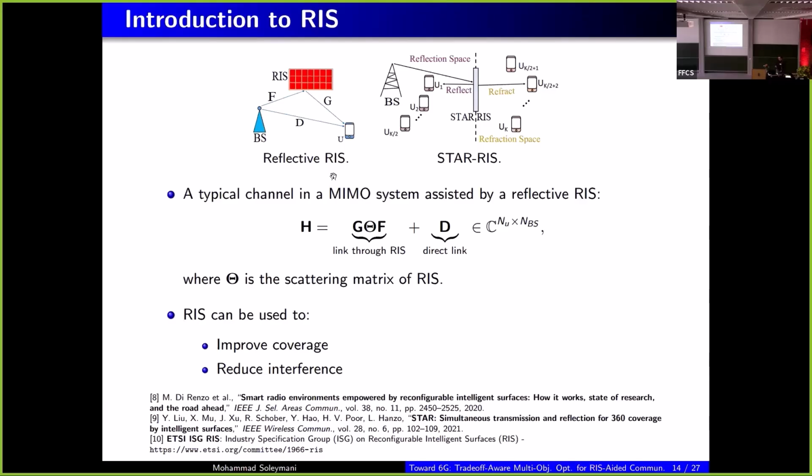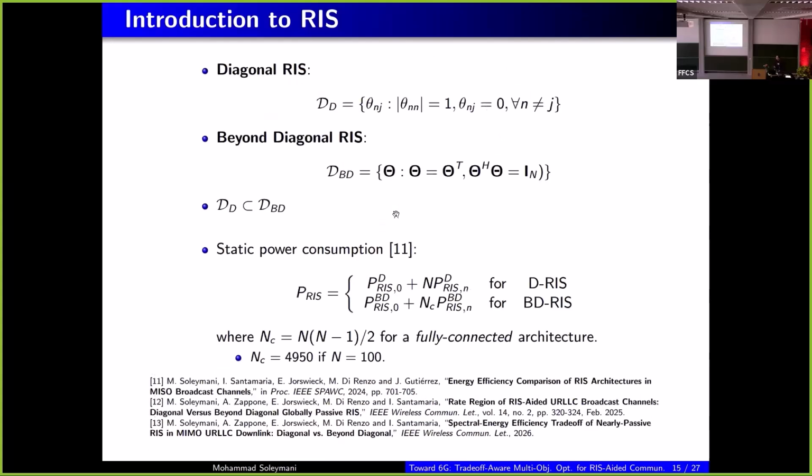I think you all are familiar with the channel model for the RIS-aided systems. And one important point that I wanted to make here is that for the traditional or conventional RIS, we have a diagonal scattering matrix. But if we add more complexity to this, we can also realize a non-diagonal scattering matrix, which is called the beyond diagonal RIS.